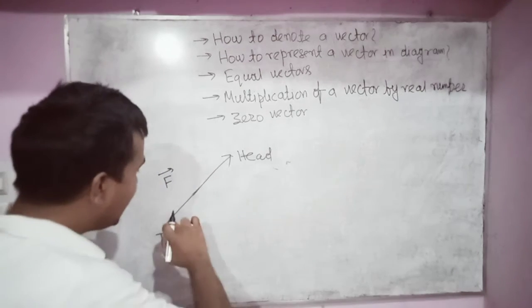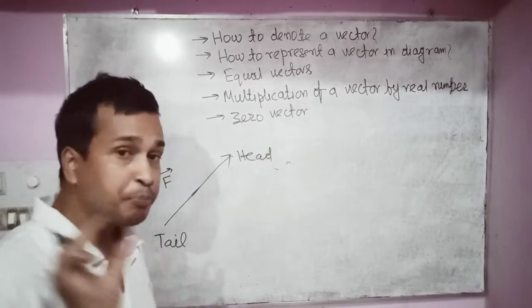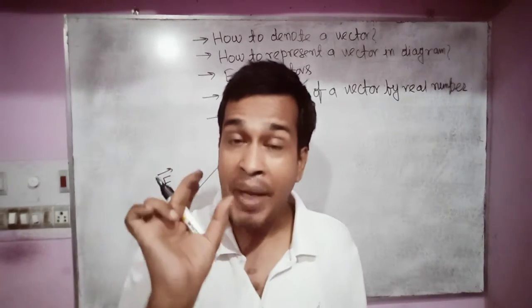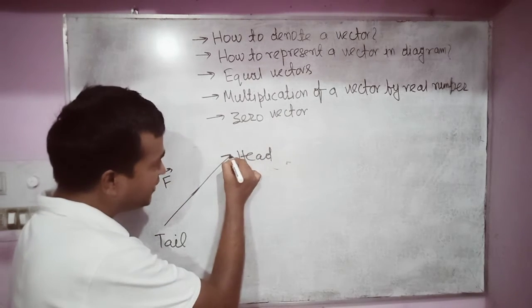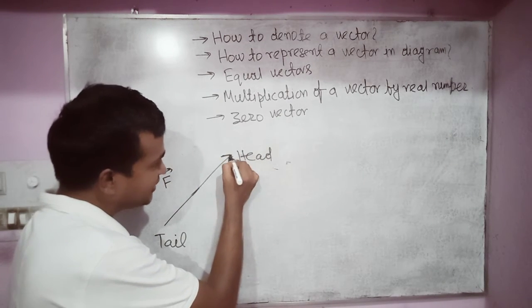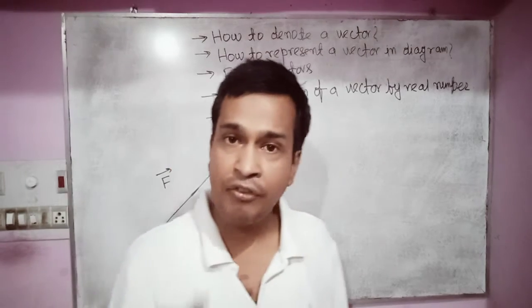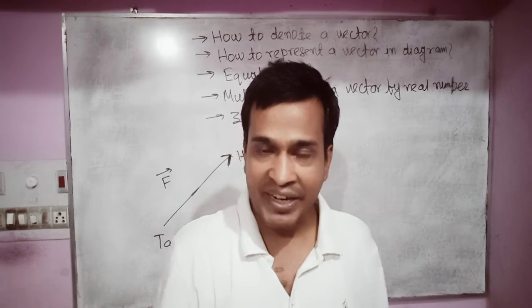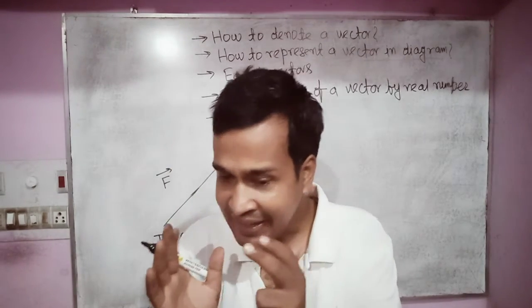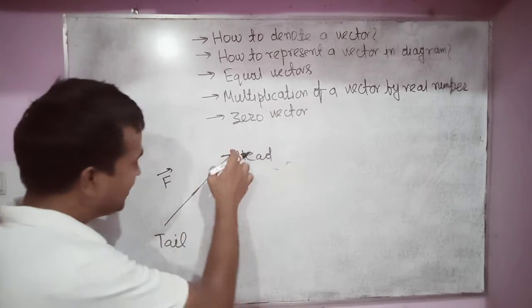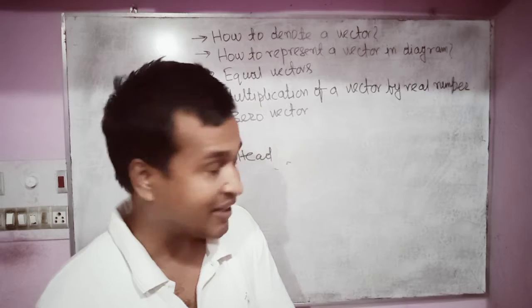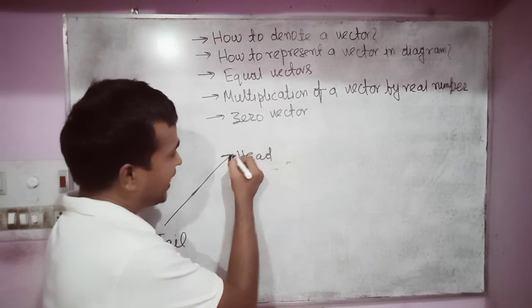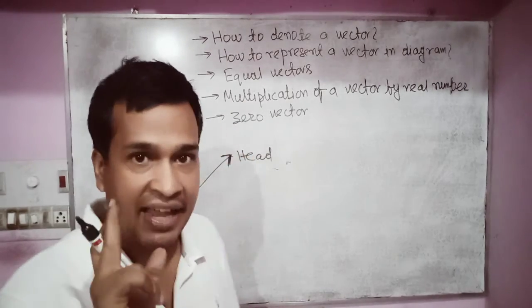See, the length of this arrow is proportional to the magnitude of the vector, and the direction of this head is the direction of the vector, because we know a vector has both magnitude and direction. So the length of the arrow is proportional to the magnitude of the vector, and the direction of the head gives the direction of the vector.